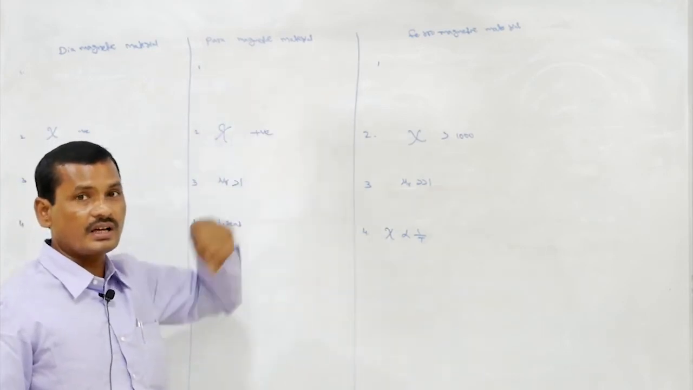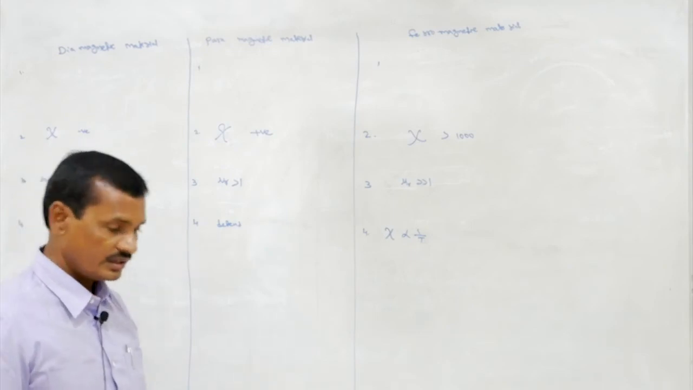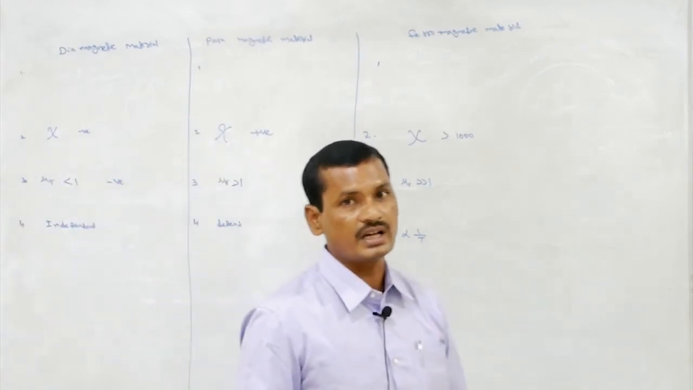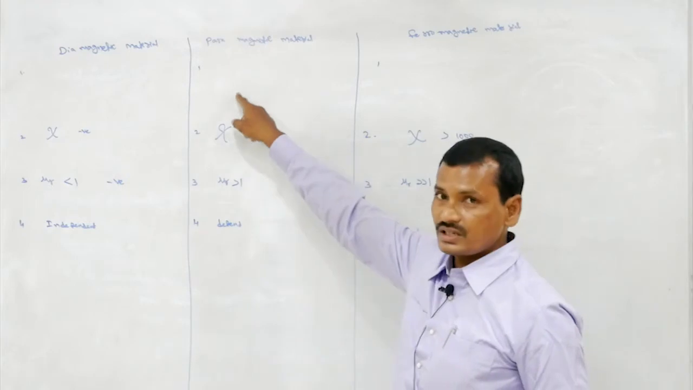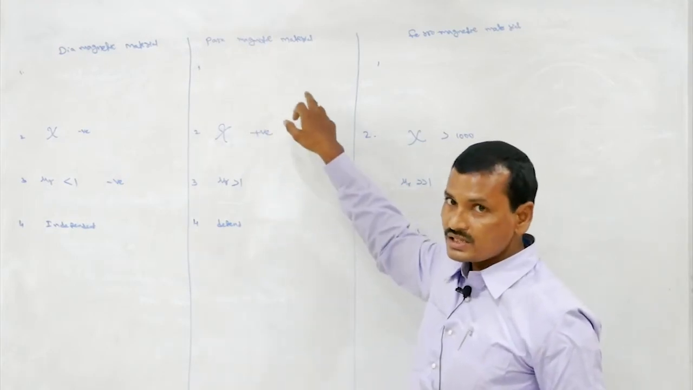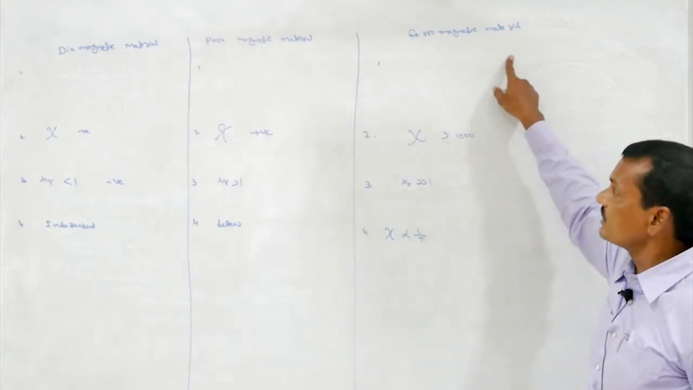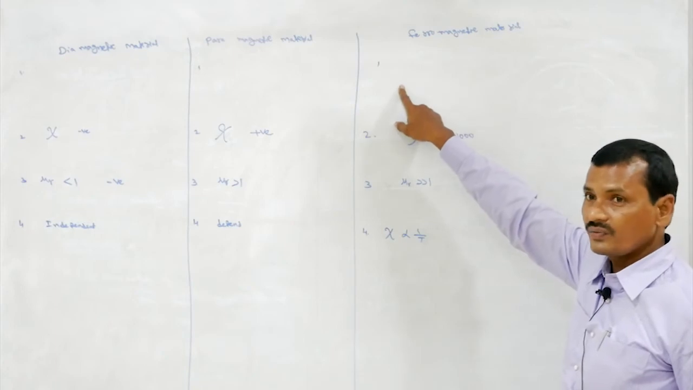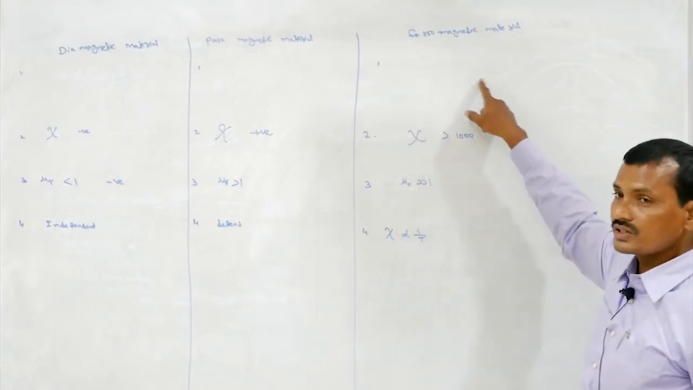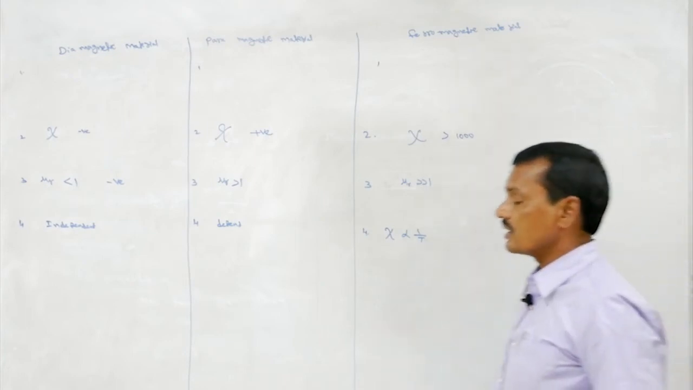Paramagnetic materials are weakly attracted in the same direction. When these paramagnetic materials are placed in an external magnetic field, they are weakly attracted in the same direction. When ferromagnetic materials are placed in an external magnetic field, they are attracted strongly.